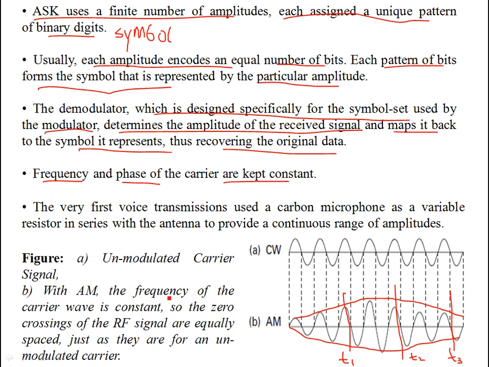So with AM, the frequency of the carrier wave is constant. That is important. You see over here the zero crossings are the same, which means you are not varying the frequency or the phase of the signal. The variation is only in the amplitude. The zero crossings of the RF signal are equally spaced, just as they are for the unmodulated carrier, so the frequency remains intact.